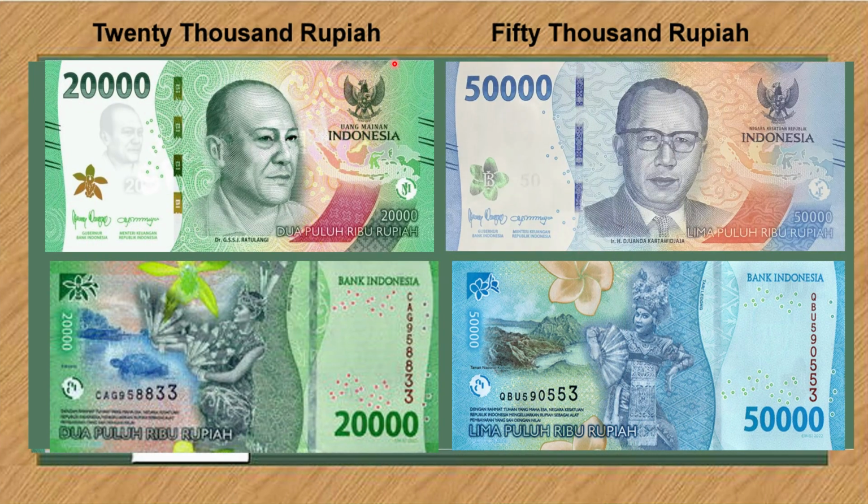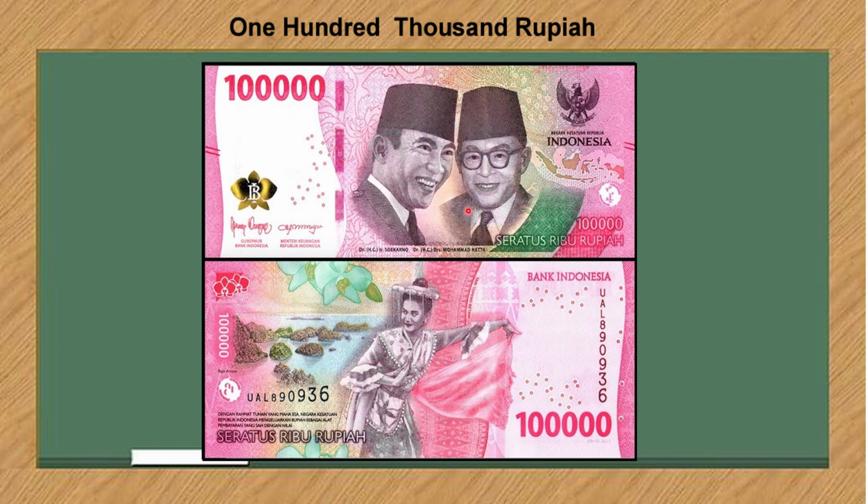This is 20,000 rupiah. And this is the 50,000 rupiah bill. And the biggest denomination is 100,000 rupiah.